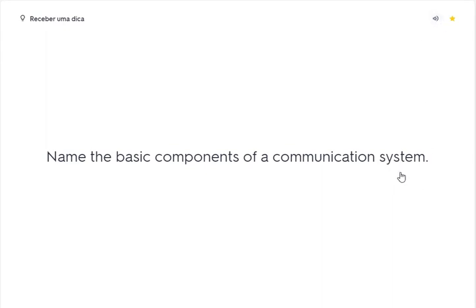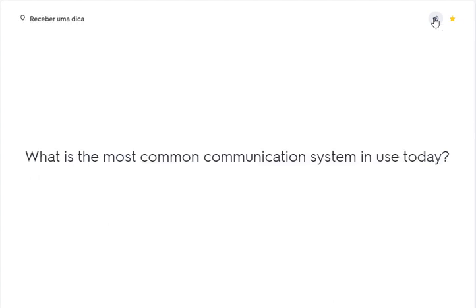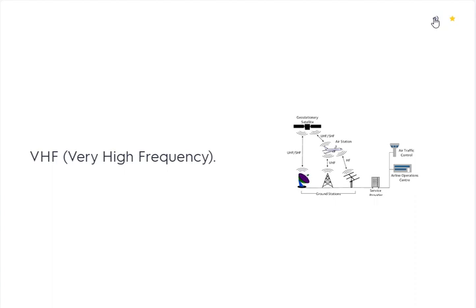Name the basic components of a communication system. Microphone, transmitter, transmitting antenna, receiving antenna, receiver, and headset or loudspeaker. What is the most common communication system in use today? VHF.